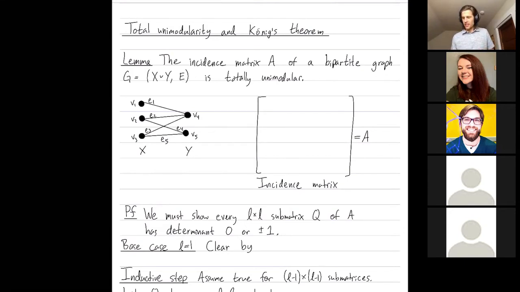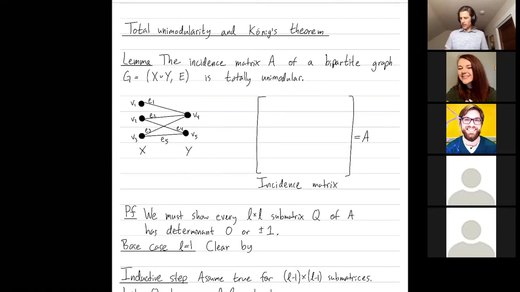Well, it's going to boil down to this lemma, which says that the incidence matrix of a bipartite graph G is totally unimodular. You know, in a bipartite graph, the vertex set can be split into two components, X and Y. So some of the vertices are in X, the remainder are in Y, and every edge connects one vertex in X to one vertex in Y.